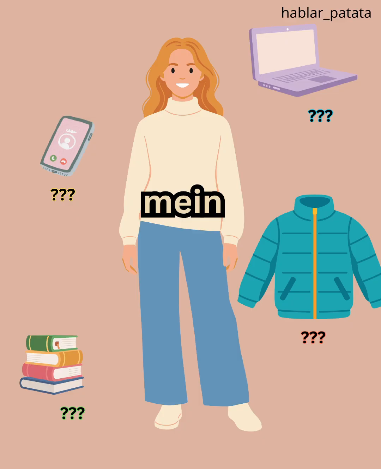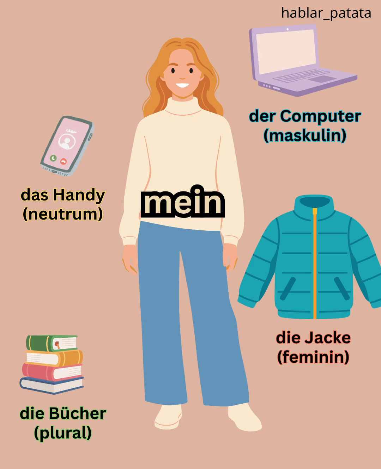Do you remember the names and the articles for the things? We have Computer, Handy, Jacke, and Bücher. And what's the grammatical gender? Der Computer, das Handy, die Jacke, and die Bücher. By the way, from this video on, I will mention the grammatical gender in this order because I feel it makes it easier for us to keep track of the grammatical topics that come later. So we have masculine, neutrum, feminin, and the grammatical numerus, plural.